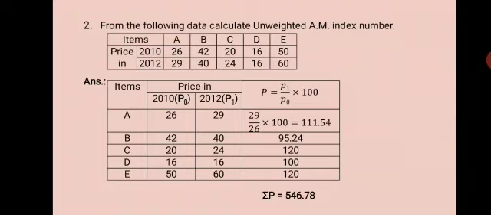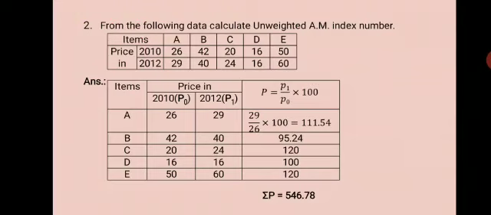Then we require the total of all price relative values, that is summation P. And summation P can be got by adding the values 111.54 plus 95.24 plus 120 plus 100 plus 120, and we will get summation P as 546.78.